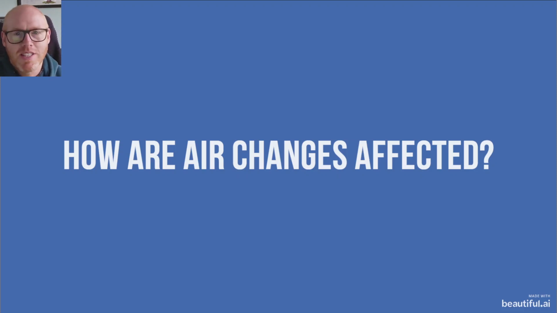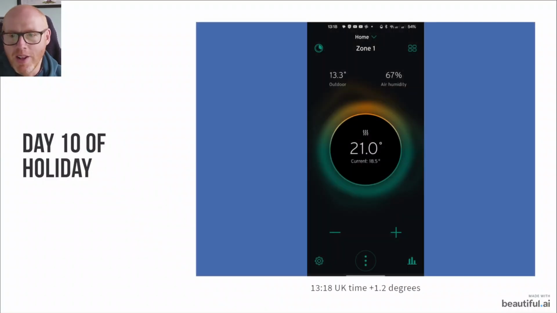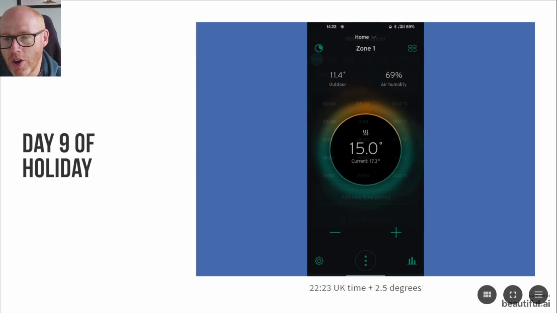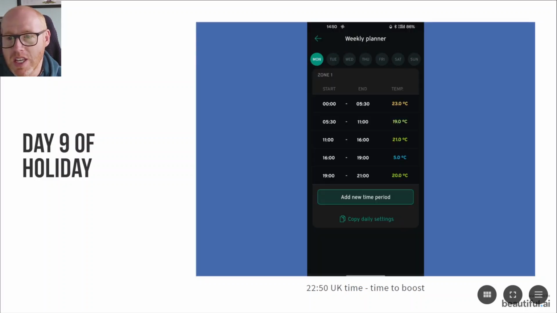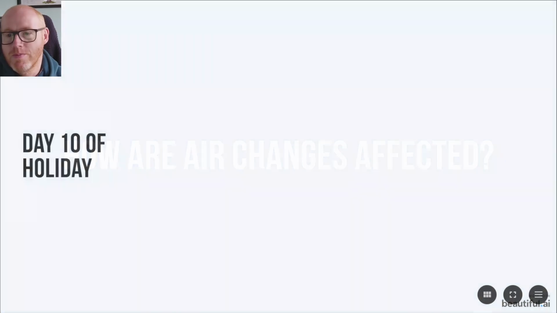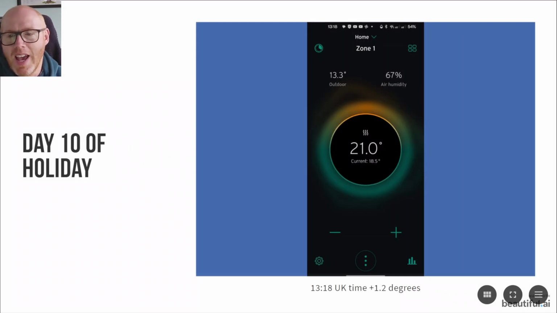So I was interested to see how these things all play together. But anyway, this is what we got to on day 10 of our holiday as we're preparing to return home. After the boost session in the morning of 23 degrees and then onto its normal schedule, you can see it's bumped up another 1.2 degrees. So far we've added 2.5 degrees, then we've added another 1.2 degrees there, and this is 1:18 UK time.